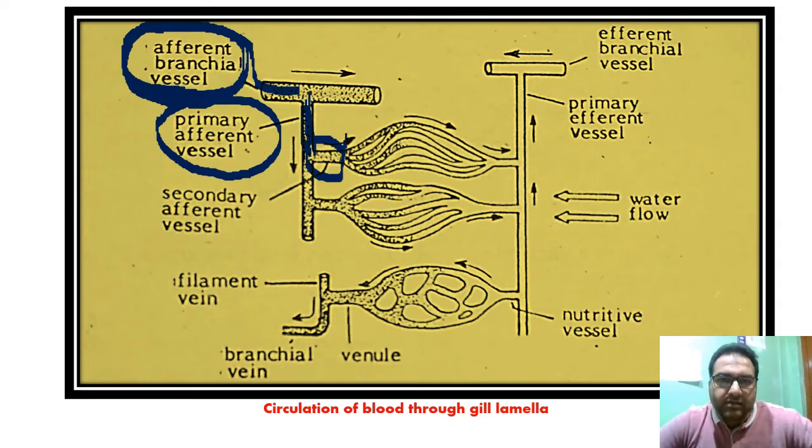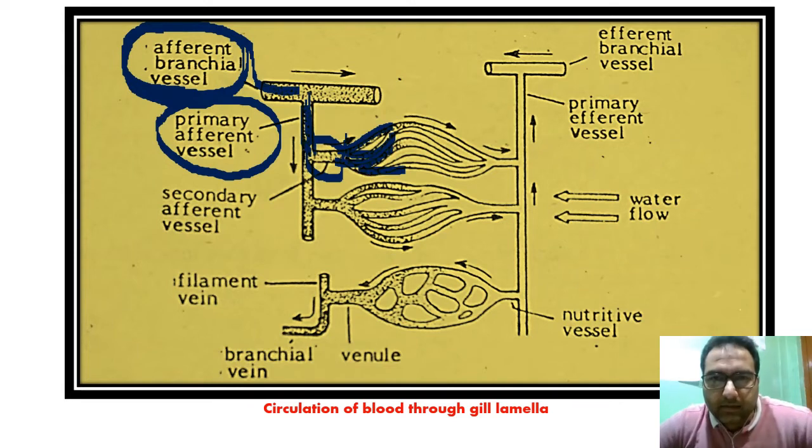These run across the gill rays, dividing again into 2 to 4 tertiary branches. So these secondary afferent vessels divide into 1, 2, 3 and 4 tertiary branches. These are carrying the oxygen poor blood.